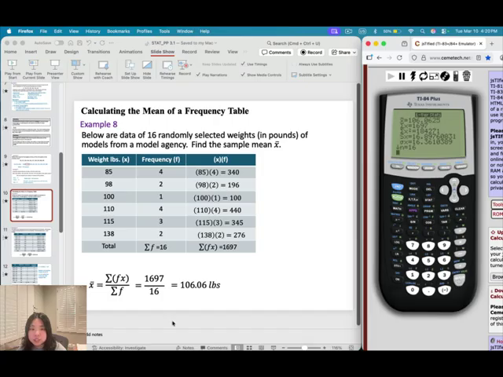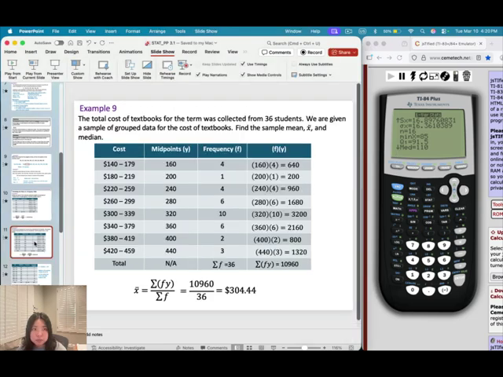Enter. So you can see my mean will be equal to 106.06. You can look at the median here also. That will be 110.